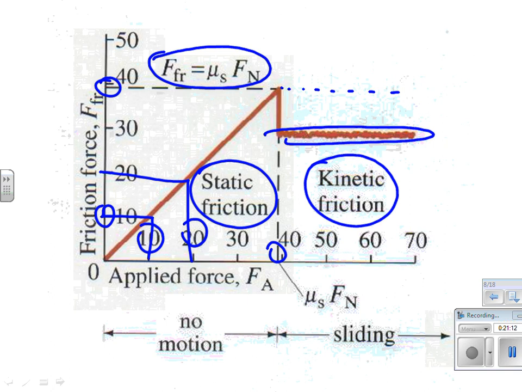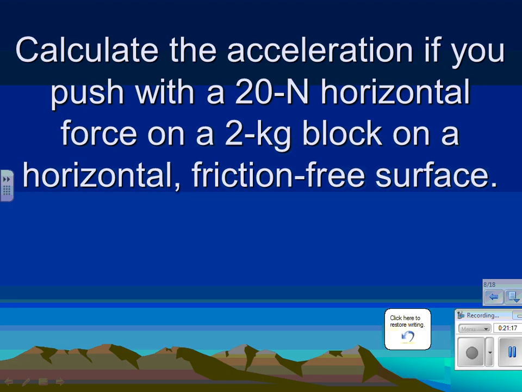All right, you guys calculate the acceleration. If you push with 20 newtons horizontally on a 2 kilogram block, which is on a horizontal friction-free surface, please calculate the acceleration of that block if you push with 20 newtons and it has a mass of 2 kilograms. What do you get? And how did you do it? F equals ma. 20 equals 2a, therefore a equals 10.